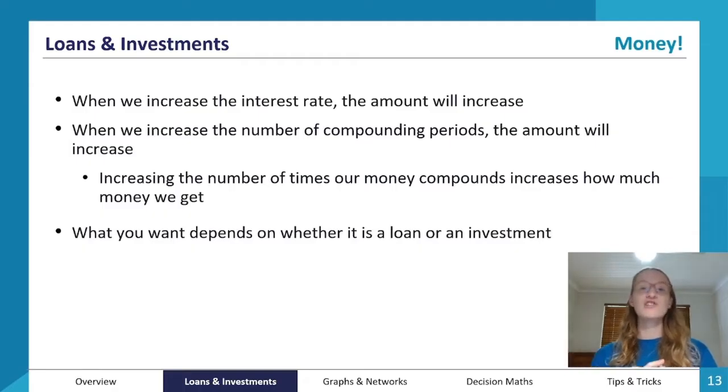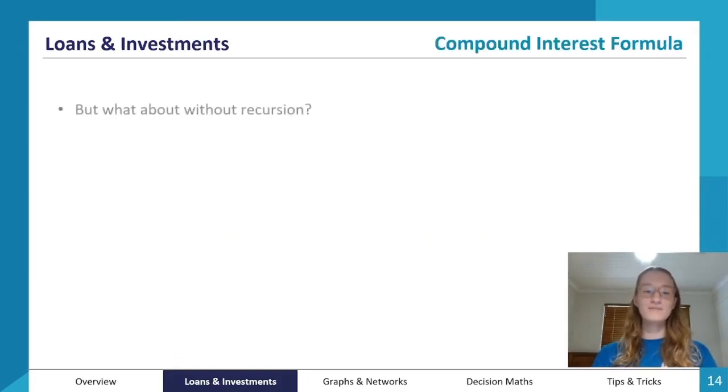So if you're asked a question about whether somebody should choose 5% interest or 7% interest, for example, the first thing you should be thinking is, is it a loan or is it an investment? Because that is 100% going to influence whether they choose the 5% or the 7%. We're always going to want the best option financially for the person in the question, depending on whether it's a loan or an investment.